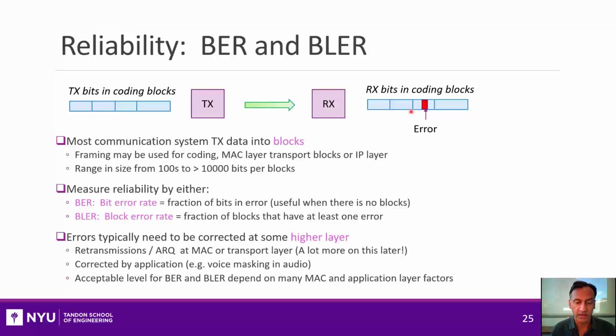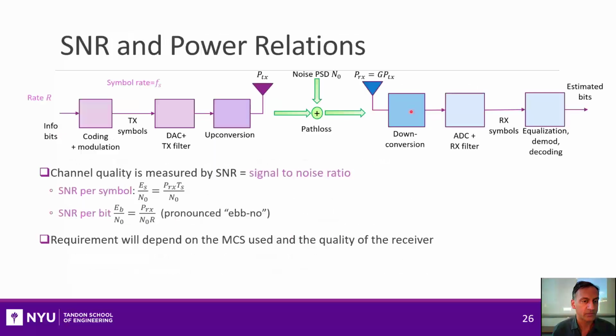Or they could be corrected at the application. In about 2 units, we're going to talk about this in detail, but I'll just say for now that those requirements will be determined by what we do at those higher layers. All right. The next important way to think about requirements is the signal to noise ratio, which we talked a lot about in the previous section.